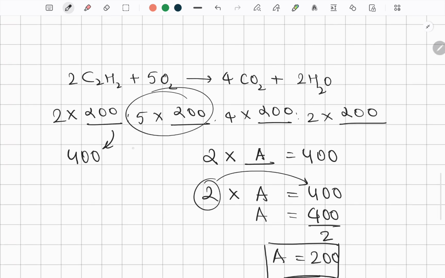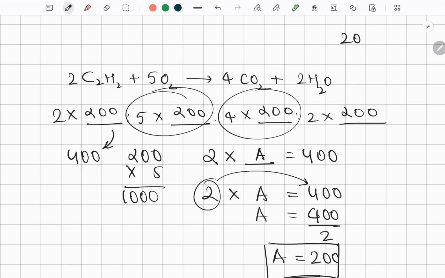How much oxygen would be required? Sir, 200 into 5, 1000 ml. How much carbon dioxide formed? So 200 into 4, 800 ml of carbon dioxide formed. How much steam would have been produced? So simple, 2 into 200, 400 ml. You can do the rest of the steps for getting extra marks, for the marks of the steps, but by doing this much, you get all the answers to your questions.